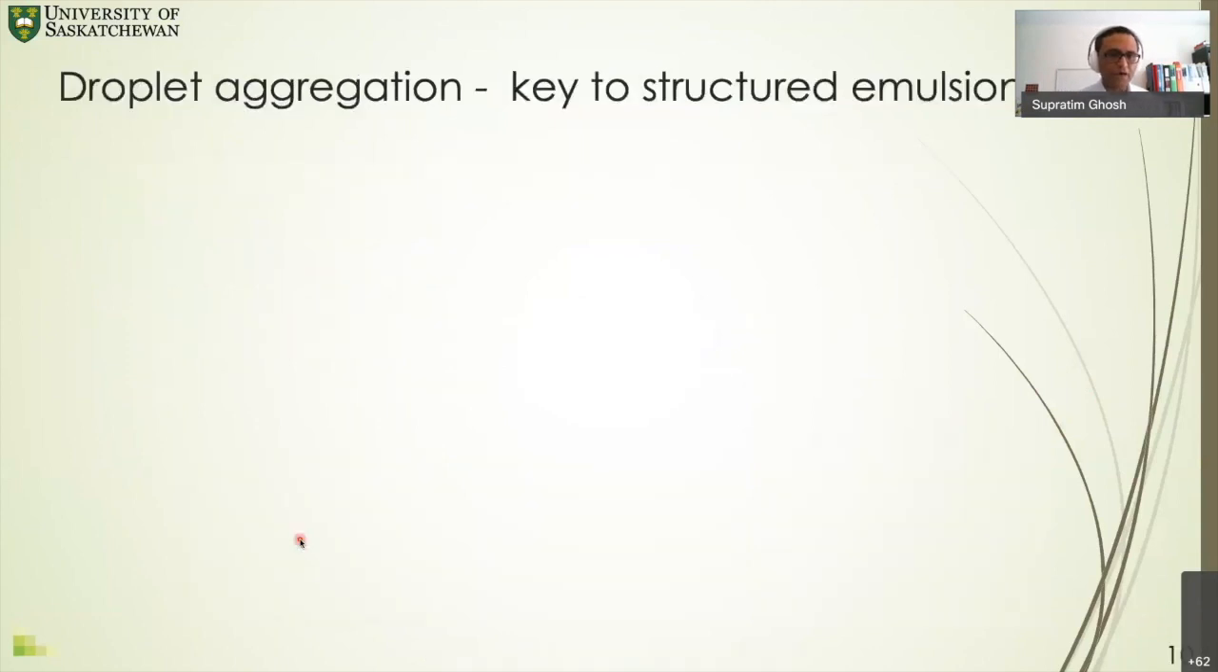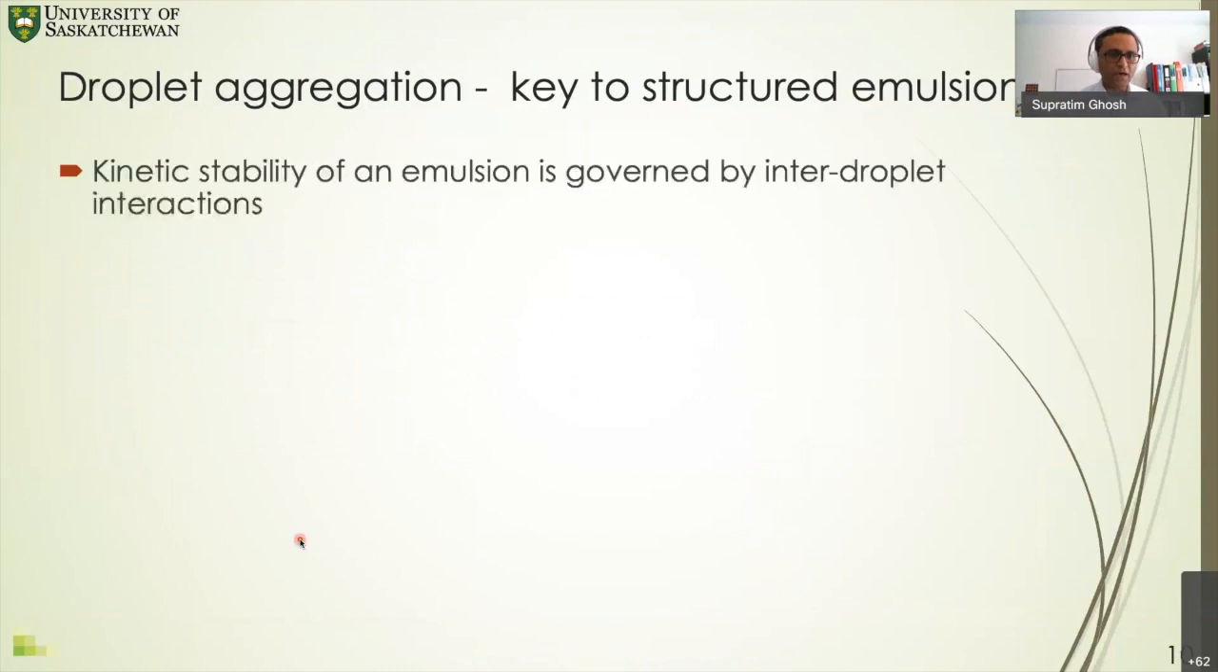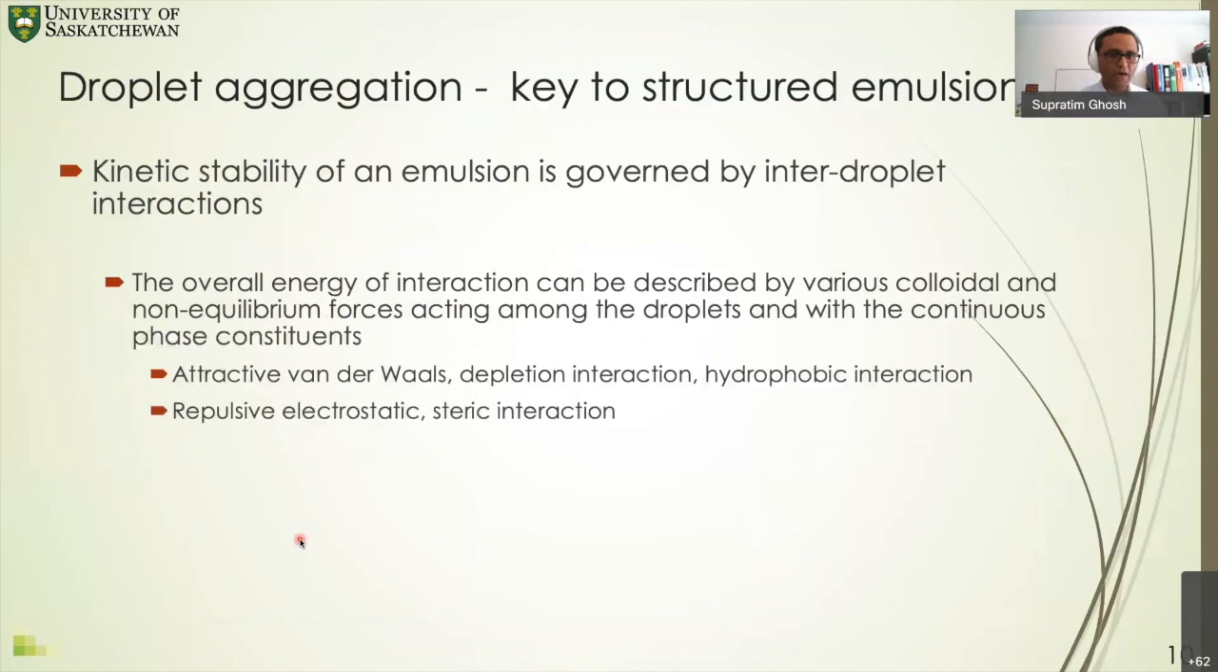Now, as I said, to create the gel structure, the droplets need to feel some aggregation and attraction. So droplet aggregation is key to structuring in emulsion. Now, the kinetic stability of an emulsion is governed by the interdroplet interaction. So the overall interaction between the droplets, either attractive or repulsive, you can describe by various colloidal and non-equilibrium forces acting among the droplets and with the continuous phase constituents.